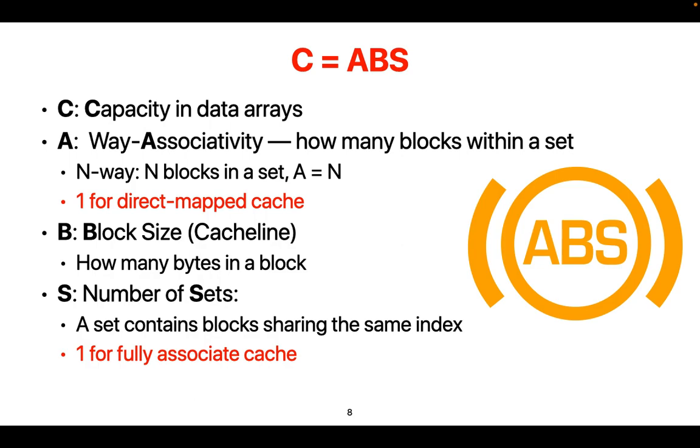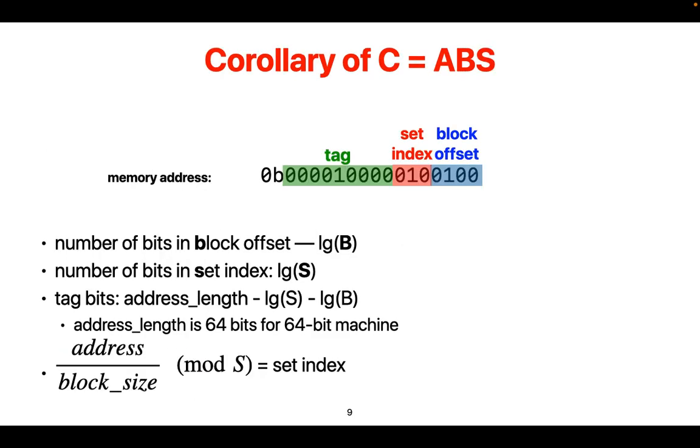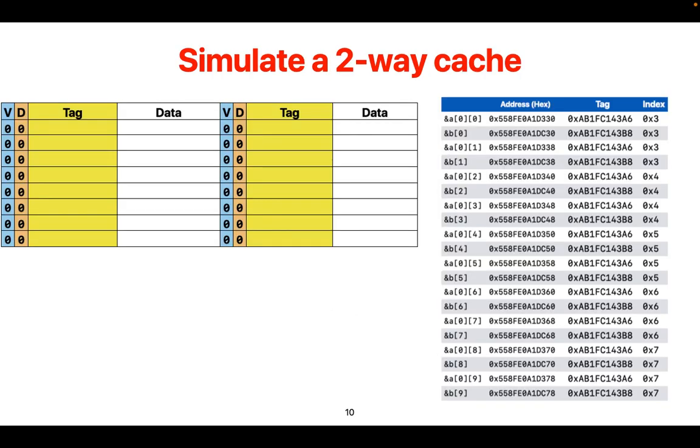First of all, C is the capacity of your cache. A is the way associativity, B is the block size, and S is the number of sets. With that, you can easily write that the number of bits that we need in block offset would be log2 B, the number of bits that we need in a set would be log2 S, and the tag would be the total address length minus log S minus log B. So that's the application of C equal to ABS.